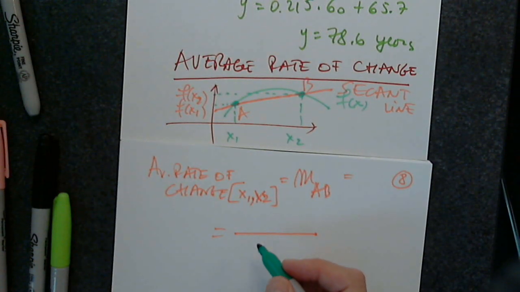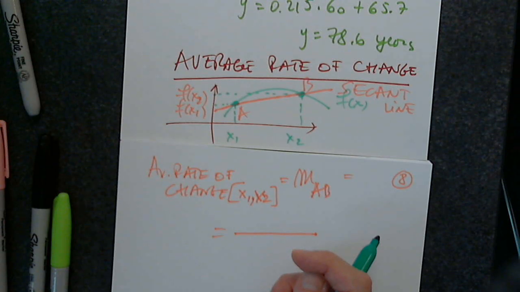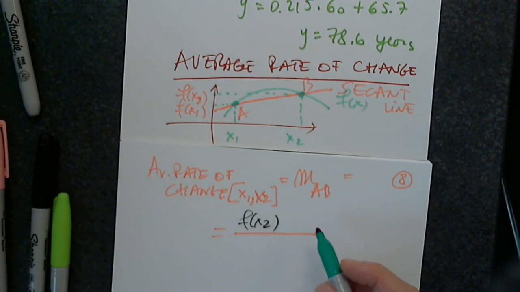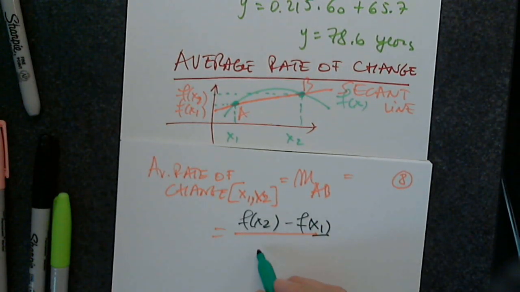I'm sorry? Wait, are we giving you the slope? Yes. Is it 1, 2, minus 1, 1? Or is it the other way? We have to use what we have. So f of x2, very good, awesome, minus f of x1. Very good. x2 minus x1. That's it.